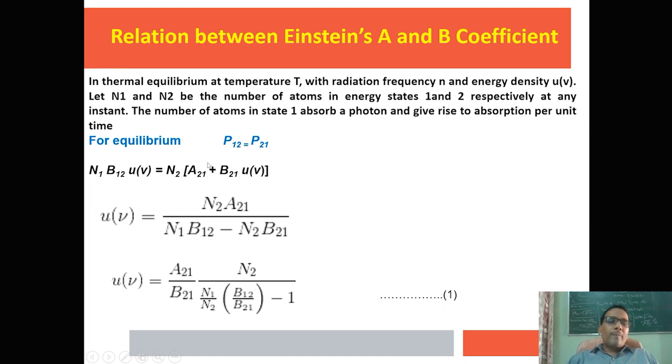So by calculating this for the energy density u nu, this is equivalent to N2A21 by N1B12 minus N2B21, and further when we take B12 common here, then we will have A21 by B21 multiplied by N2, and this is N1 by N2, and this is the simple redistribution of this formula.